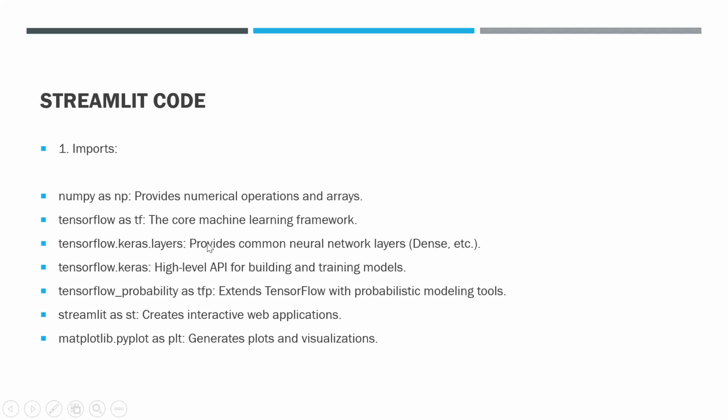This Keras layers module allows us to add the layers of a neural network. TensorFlow Keras is a high-level API for building and training models, and TensorFlow Probability, TFP, extends TensorFlow with probabilistic model tools. Streamlit is used to create the UI. Matplotlib is used for visualization.